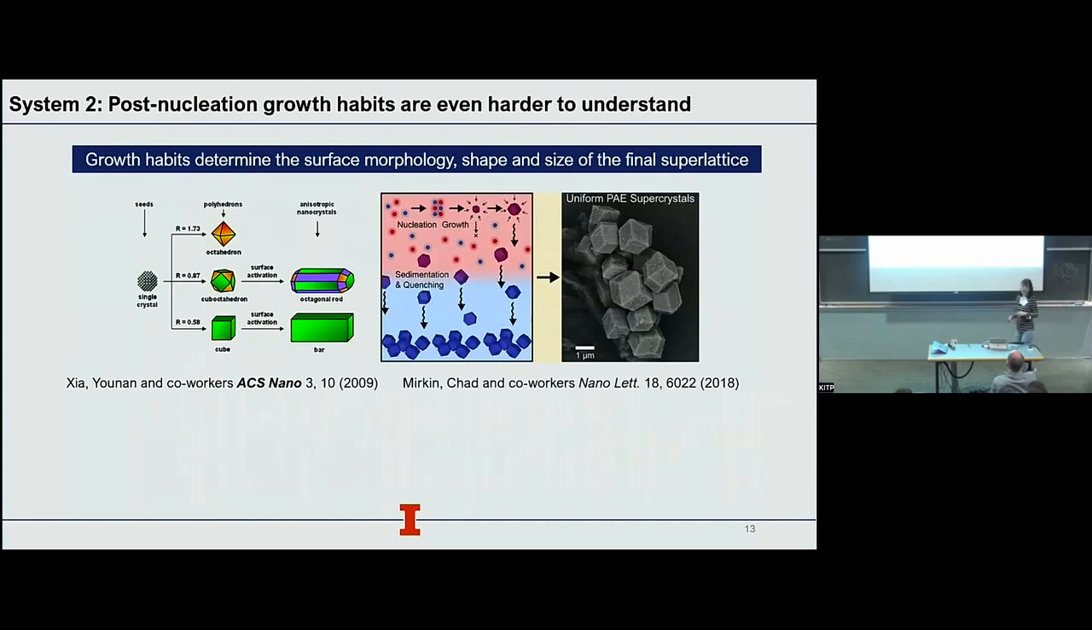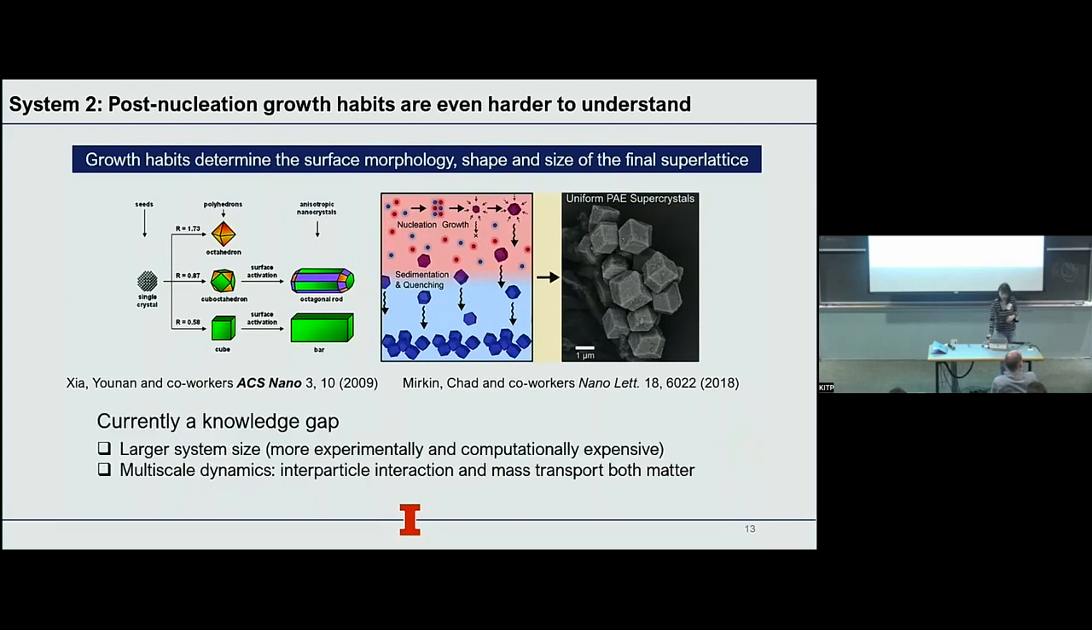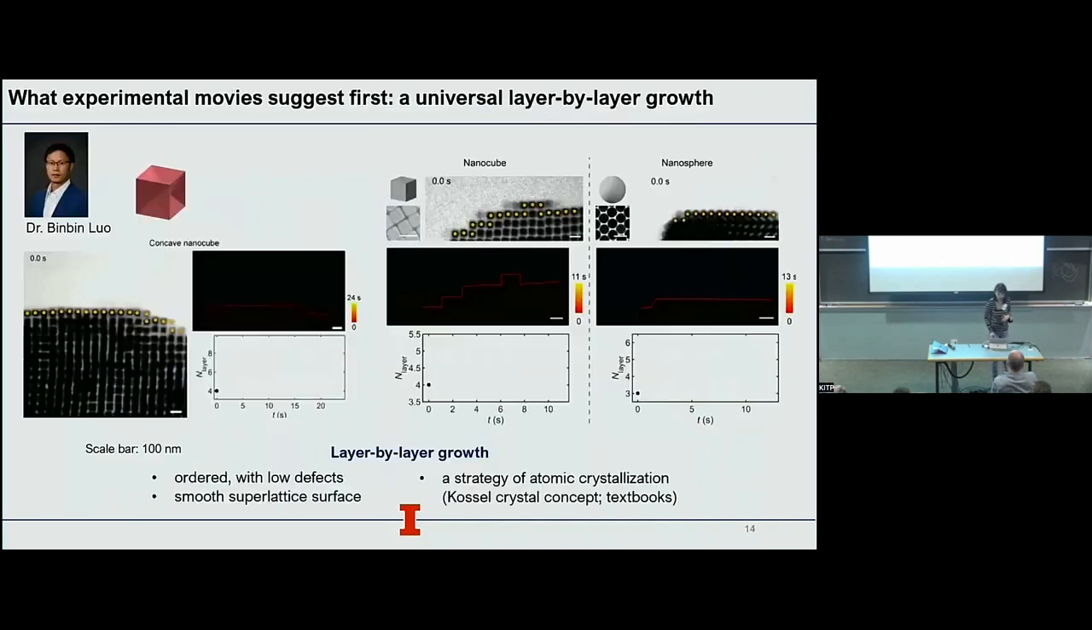We want to understand what growth habits can really determine the size, shape, and surface morphology of a superlattice. That's not a simple question, because to study that you need a much larger system. At least you need to accommodate enough particles that they're actually going beyond nucleation. And second, as I'll show you later, this question concerns multi-scale dynamics. Not only do you need to consider interparticle interaction, mass transport also starts to play a very important role. That's how we started to take on this challenge experimentally.